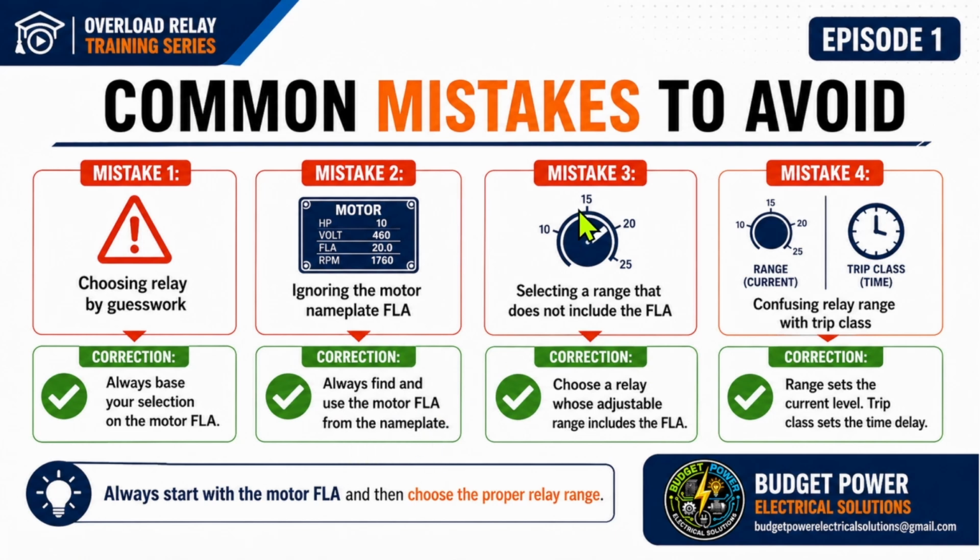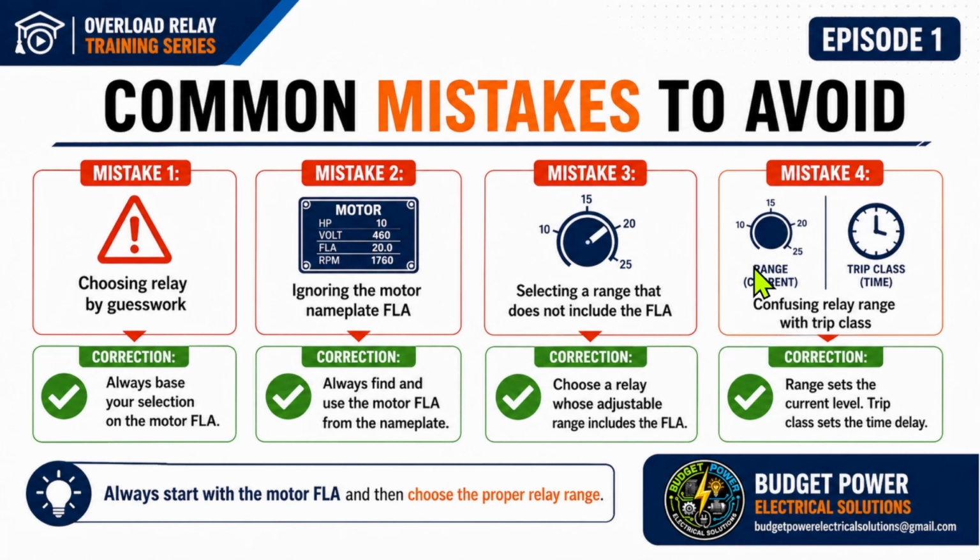Mistake 3: selecting a range that does not include the FLA. If it is not in that particular range, that's not right. It should be at least 100% of the FLA range, and I will explain all those things. Choose the relay whose adjustable range includes the FLA. For example, as I told earlier, if the FLA is 20 amp and your selected range tops out at 16 amp, it's not a suitable way to select.